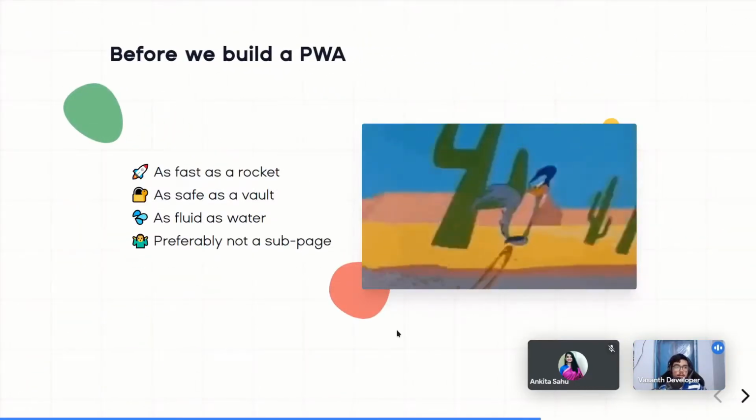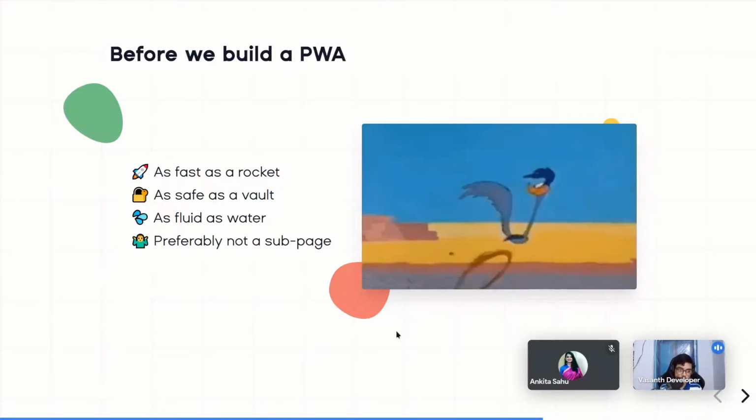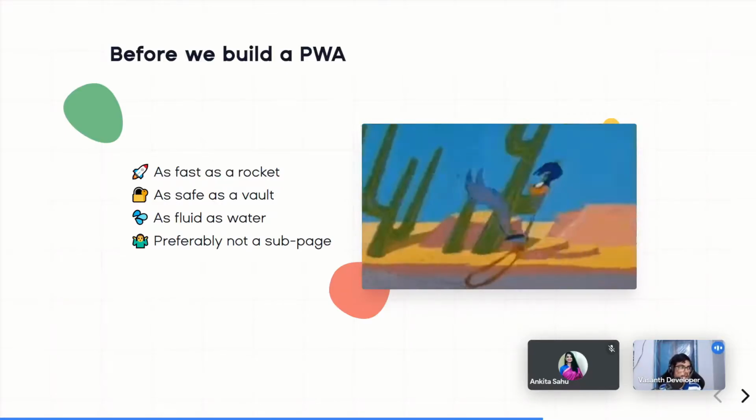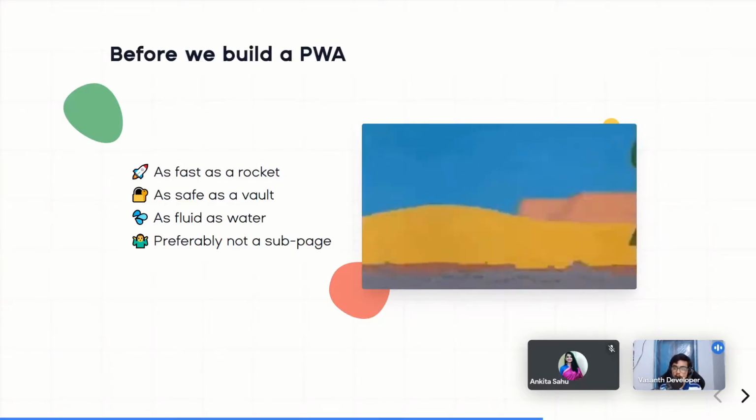So before we build a progressive web app, what's the minimum requirement? What should we start with, right? First thing is it should be as fast as a rocket.